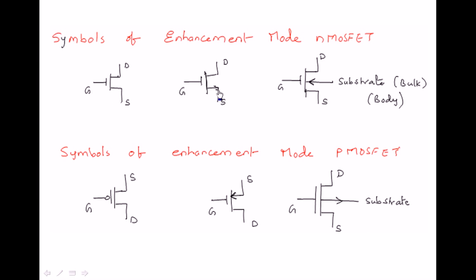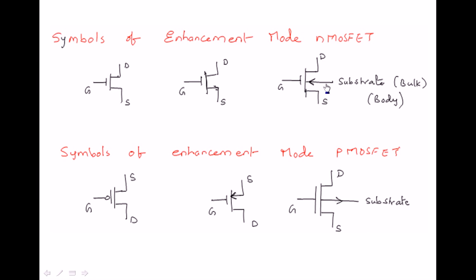And here, this is the arrow. The arrow is going into the source. That implies current is flowing from drain to source. In NMOS enhancement mode, drain current always flows from drain to source. To indicate that, the arrow is shown in this way. And this is a third symbol which is going to be used. This is normally with four terminals. The fourth terminal is the substrate, which is also called bulk or body.